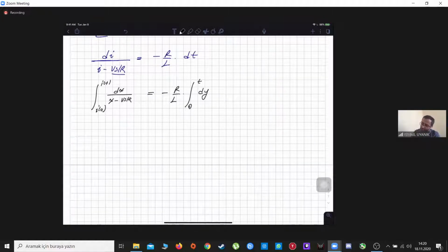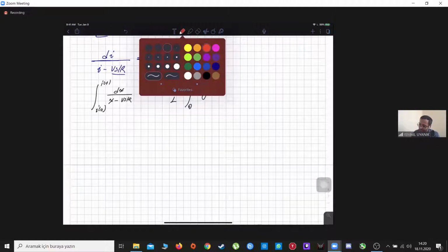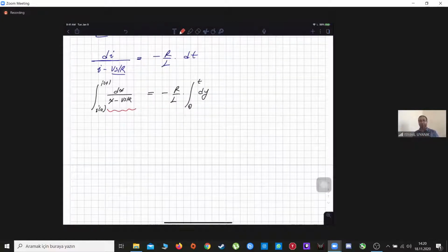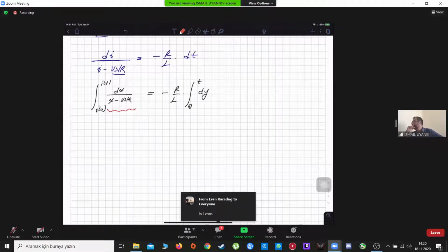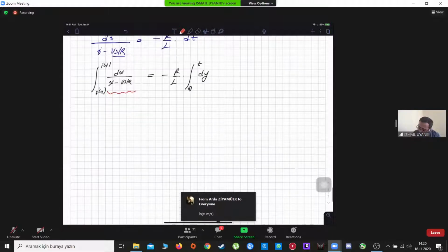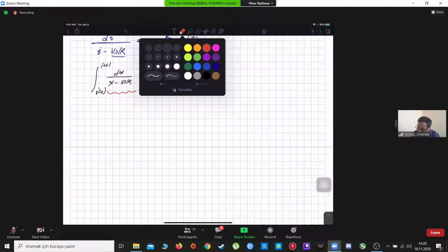Okay, so what is the integral of this thing? dx over x minus a constant. We know the integral of dx over x is ln x, right? So what is the integral of dx over x minus a constant? Yeah, a lot of people find it: u is equal to x minus Vs over R. They are very similar. So the result here will be something like ln of x minus Vs over R, right?